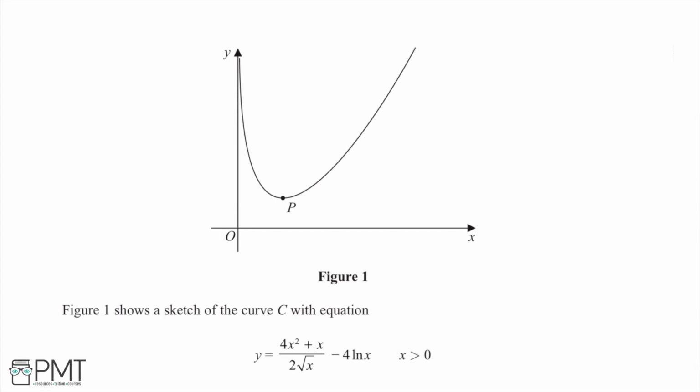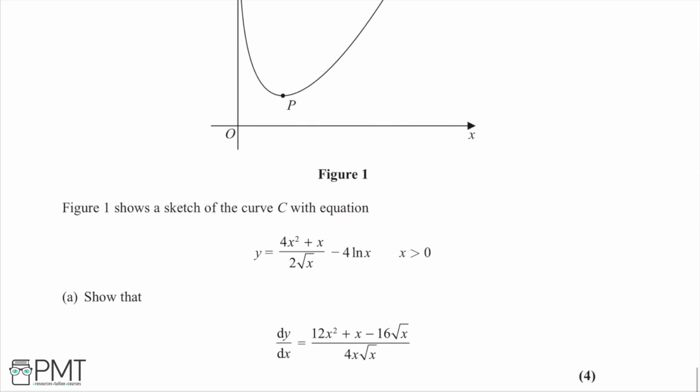So here in this question, we're shown figure 1, and it's a sketch of the curve C, which has the equation y is equal to (4x squared plus x) divided by (2 multiplied by the square root of x), then we subtract 4 ln of x, and this is valid for x greater than 0. So we can see our parabola-like shape here, and we notice we have a point here which looks as if it is a turning point of this function.